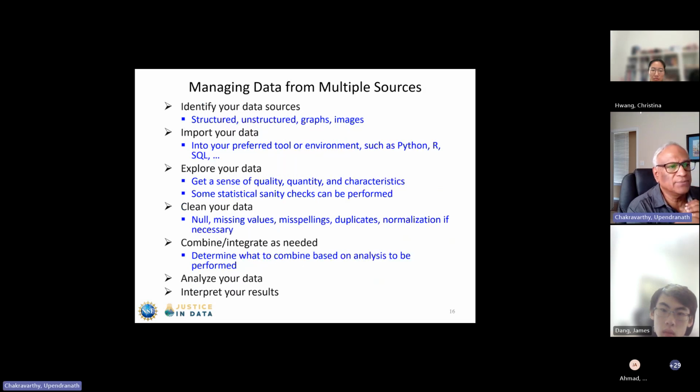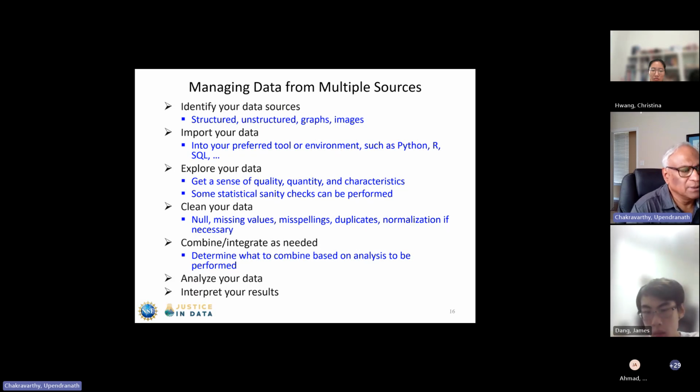So in order to manage data from multiple sources, first, you have to identify your data sources. Are they structured data, unstructured data, graphs, images? Then you have to import your data into your preferred tool or environment, whether it's Python or R or SQL, it doesn't matter. Explore your data, meaning you understand your data, get a sense of quality, quantity, and characteristics. Some statistical sanity checks can also be performed. For example, if you have graph data, you can get some graph characteristics. Even if you have numerical data, you can get some distributions. You can get mean, average, standard deviation, and other things.